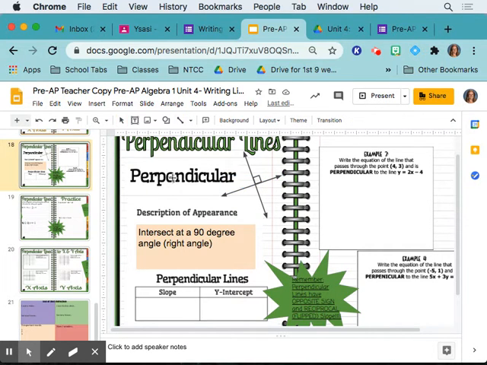Okay, so if you have them vertical and horizontal, like a T, let me thicken this up, because these are also perpendicular. Then what do we notice about the horizontal line? What kind of slope is that? Zero. Zero, yeah. And the other one's undefined. So a zero slope and an undefined slope are perpendicular. And then a positive slope would have to be perpendicular to a negative slope.